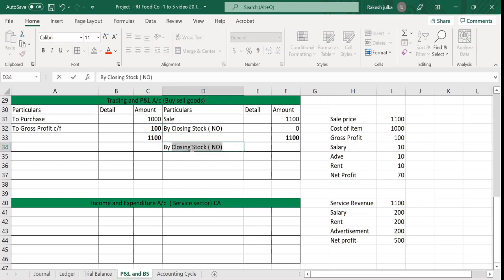In the next line I'm going to write by gross profit brought forward, BF. BF means brought forward. This is $100, and the same $100 that I'm putting here is equal to 100, enter. Okay. Now I'm going to write one figure here, which is known as to salary. I'm going to write here $10. Again, I'm going to write here advertisement.